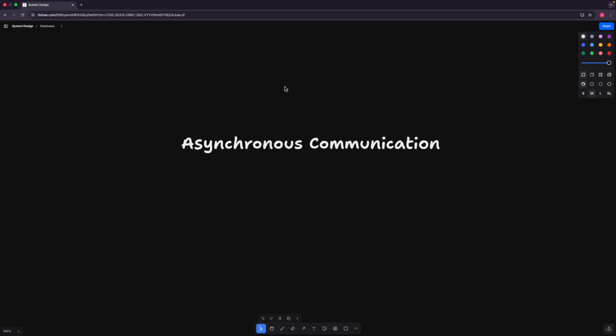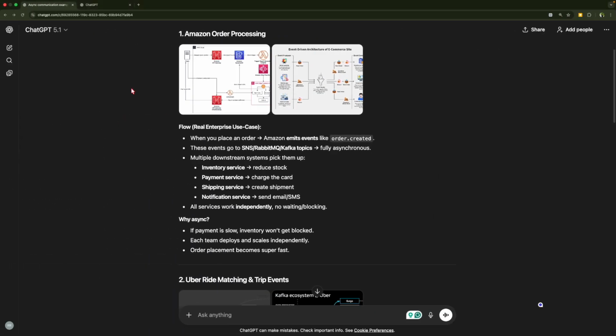asynchronous communication, and then we will start to discuss each of the services or tools that are used in the industry. Okay, so the first example we have here is Amazon order processing. When we place an order in Amazon, there are multiple processes that need to be triggered at the same time, because if the processes are not triggered in parallel, then the order placement request will get delayed, and that's not a good user experience, right?